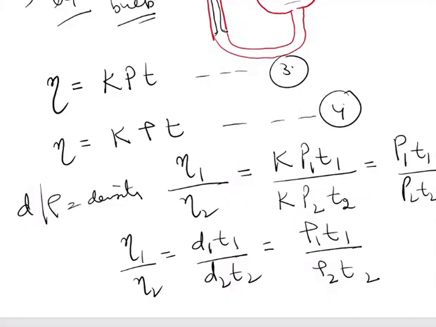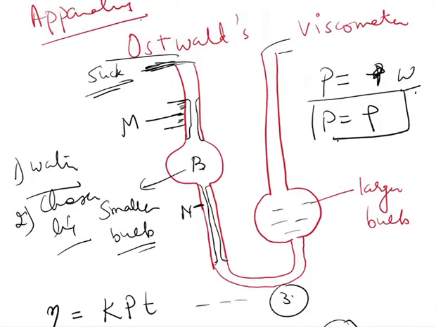So class, I am just repeating what you basically do. You take some liquid in this viscometer, and in the larger bulb you take a fixed volume with the help of a pipette, and then you suck from this side. You calculate the time of flow of this liquid from any point above the bulb to any point below the bulb, to keep the volume fixed. Then you note down the time of flow of the liquid.